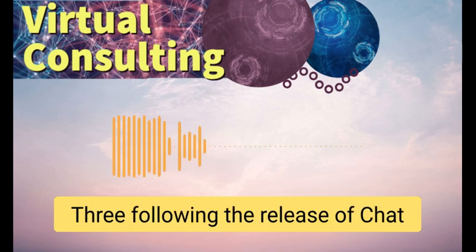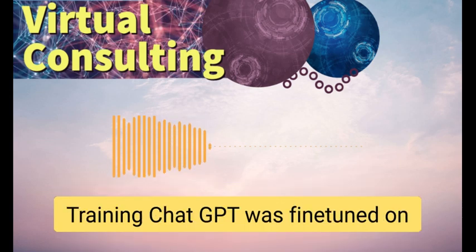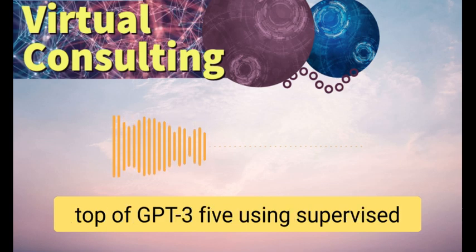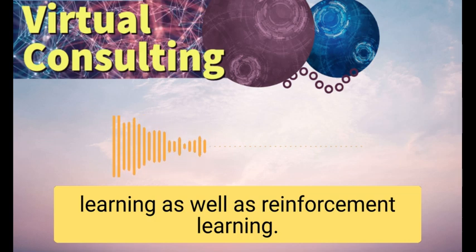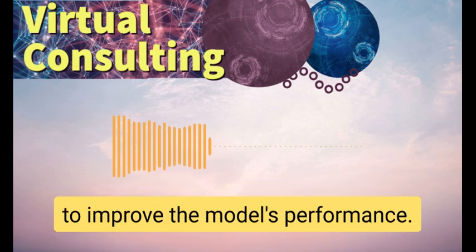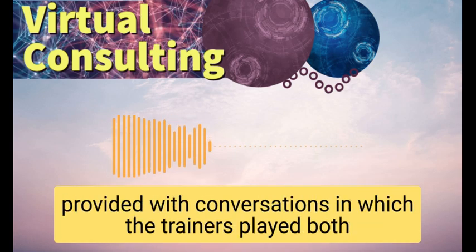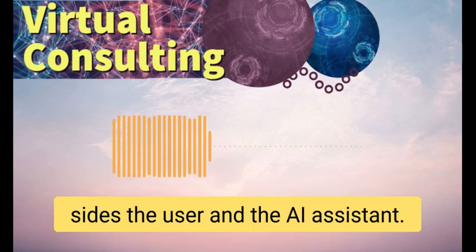Following the release of ChatGPT, OpenAI was valued at $29 billion. Training: ChatGPT was fine-tuned on top of GPT 3.5 using supervised learning as well as reinforcement learning. Both approaches used human trainers to improve the model's performance. In the case of supervised learning, the model was provided with conversations in which the trainers played both sides, the user and the AI assistant.